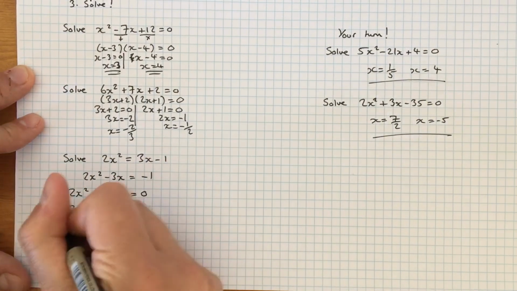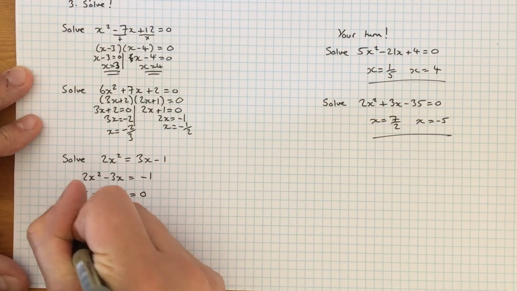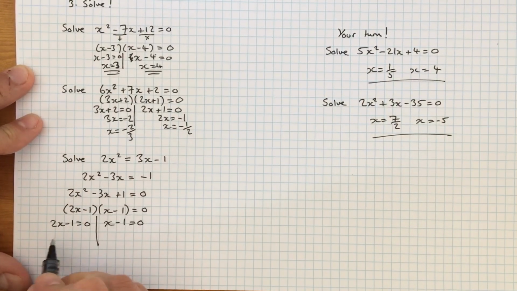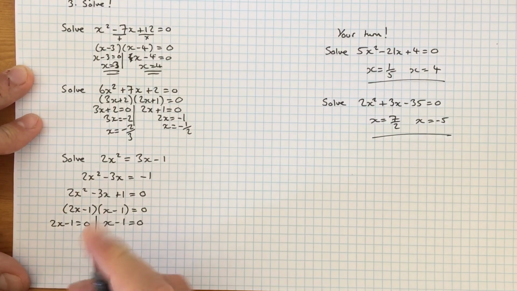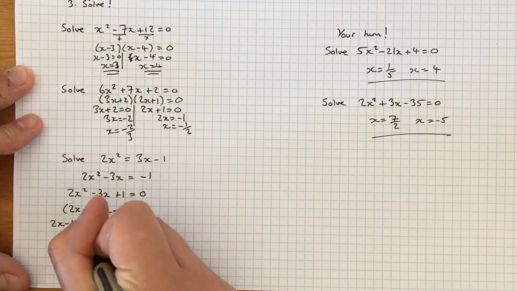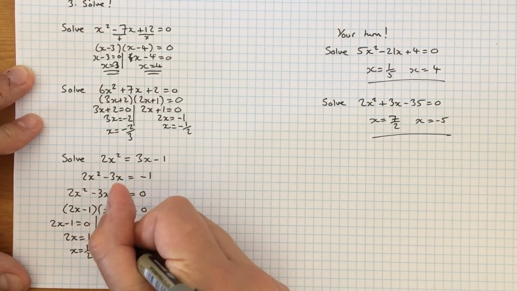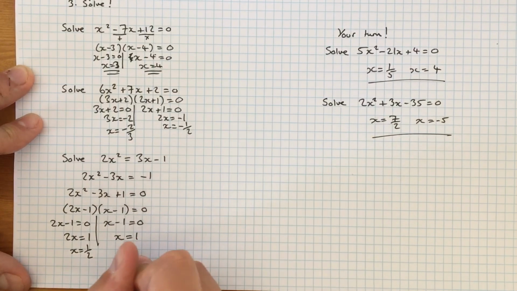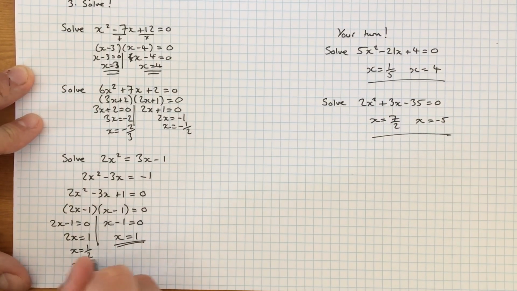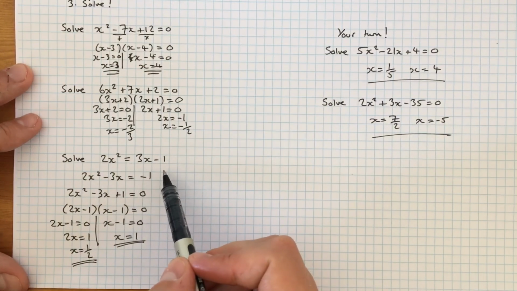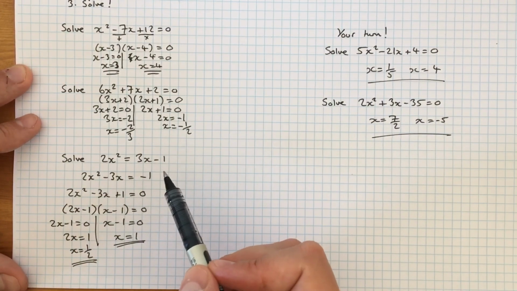Now we're going to split it. So we're going to have 2x minus 1 equals 0, or x minus 1 equals 0. 2 little equations to solve. So this one I'm going to add 1 to both sides, then divide by 2. And then this one here, I just need to add 1 to both sides. So my 2 solutions will be x equals 1, x equals 1/2. So with one like this, the key is make it equal to 0 before you factorise, split and solve.